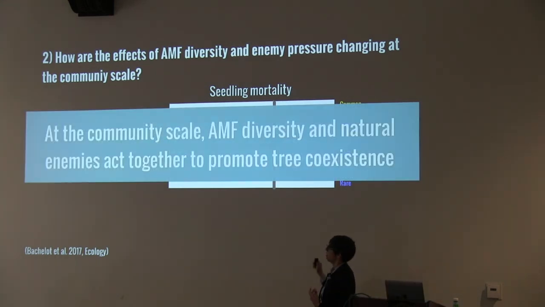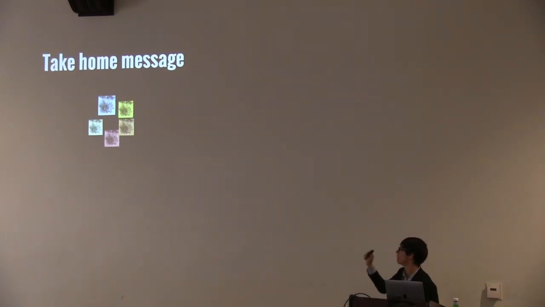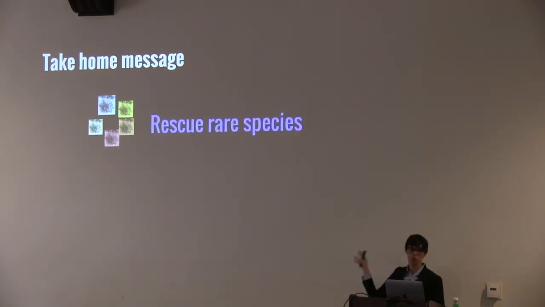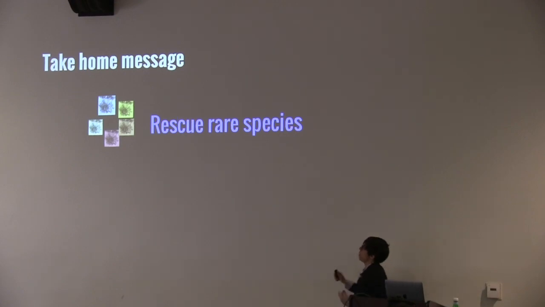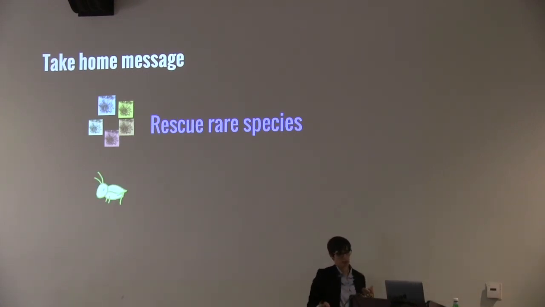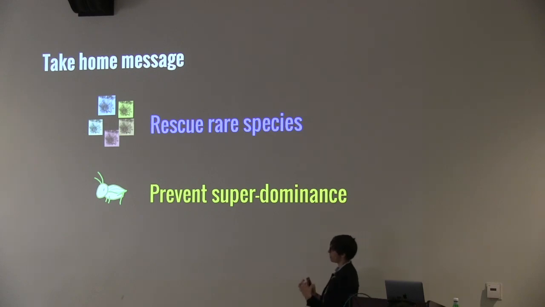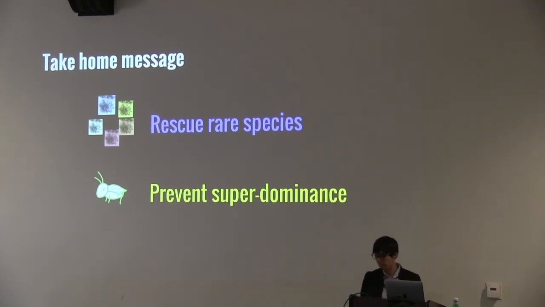And what I mean by that is that the arbuscular mycorrhizal fungi diversity was very important to rescue the rare species only, and then the enemies and conspecific density was very important to prevent superdominance. So you had this nice dual effect of those two agents that seem to be working together in a way that's consistent with coexistence.